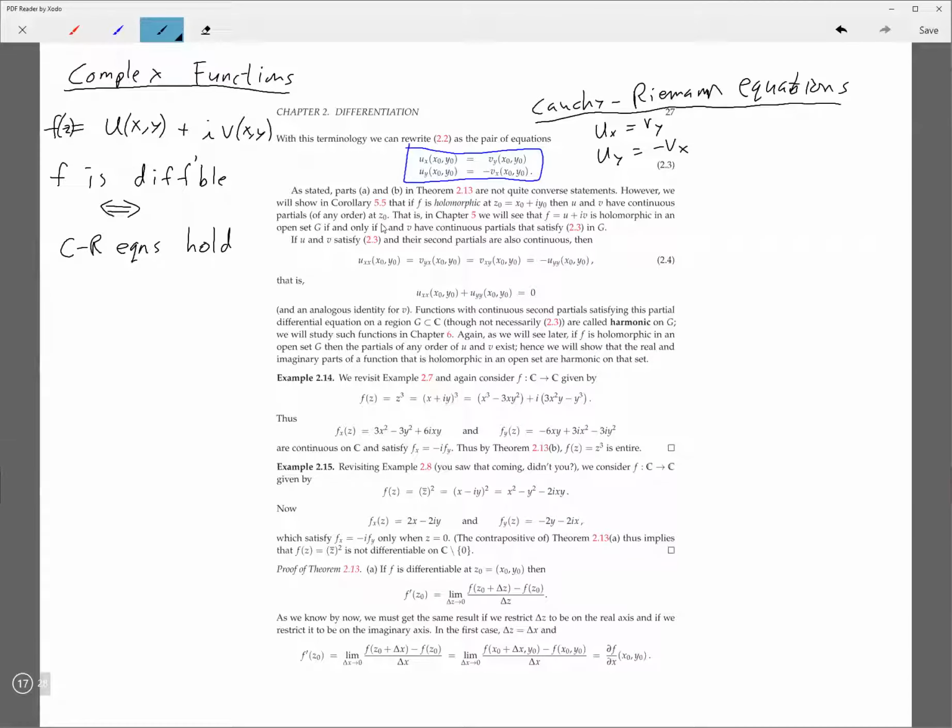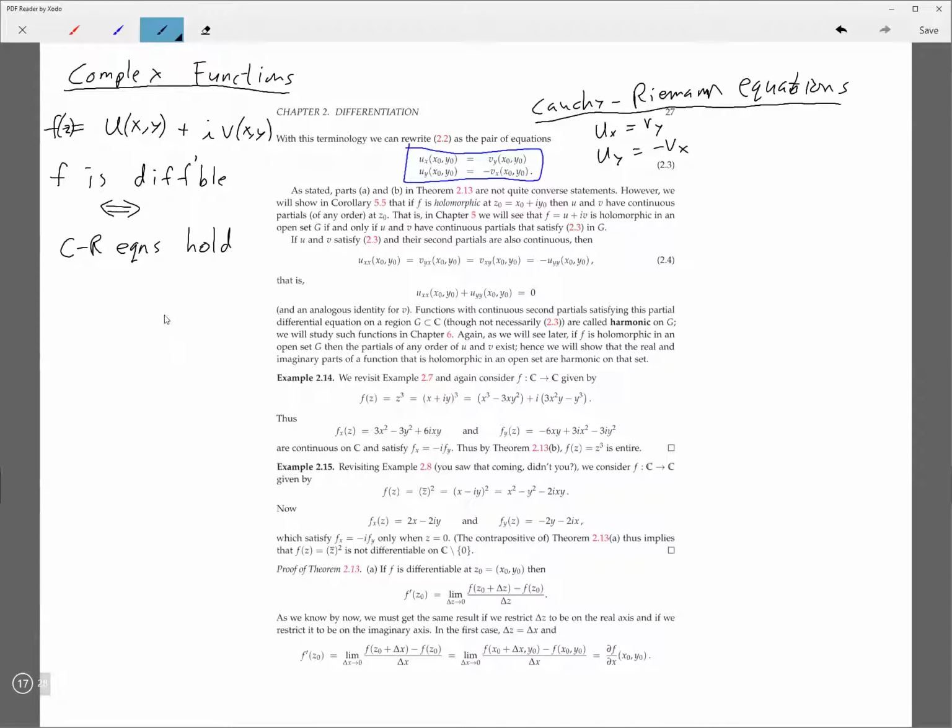So for you guys, if you have a complex function, you can split it up into the real and imaginary parts, and then you can take partial derivatives of the real parts and imaginary parts, which are these. And if these equations are true, then the function is going to be differentiable. This f function is going to be differentiable at the point.